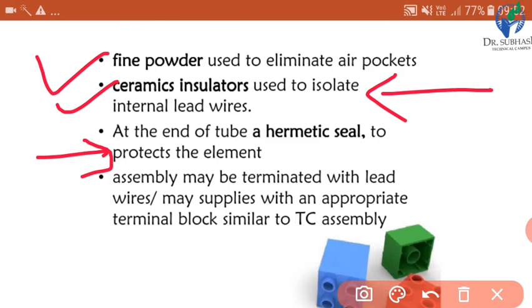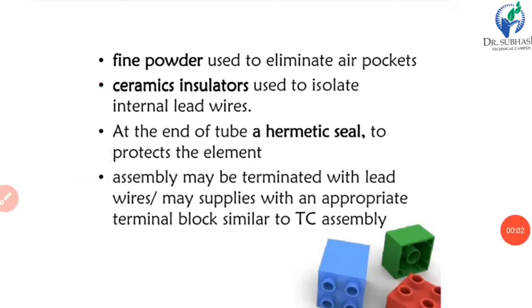Then at the end of the tube, a hermetic seal is used to protect the element. Element means the resistance wire, platinum. The assembly may be terminated with lead wires, mains supplies, and an appropriate terminal block similar to a thermocouple assembly.